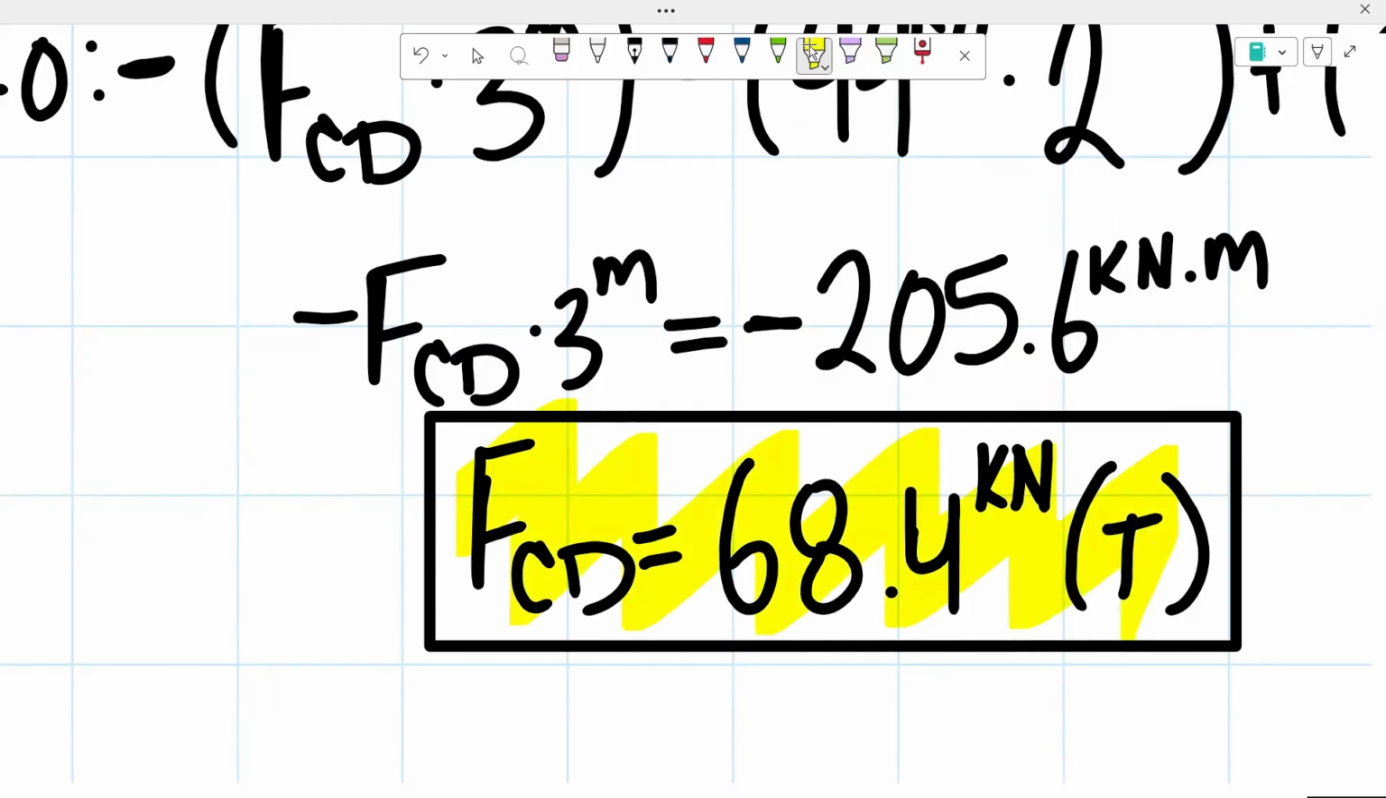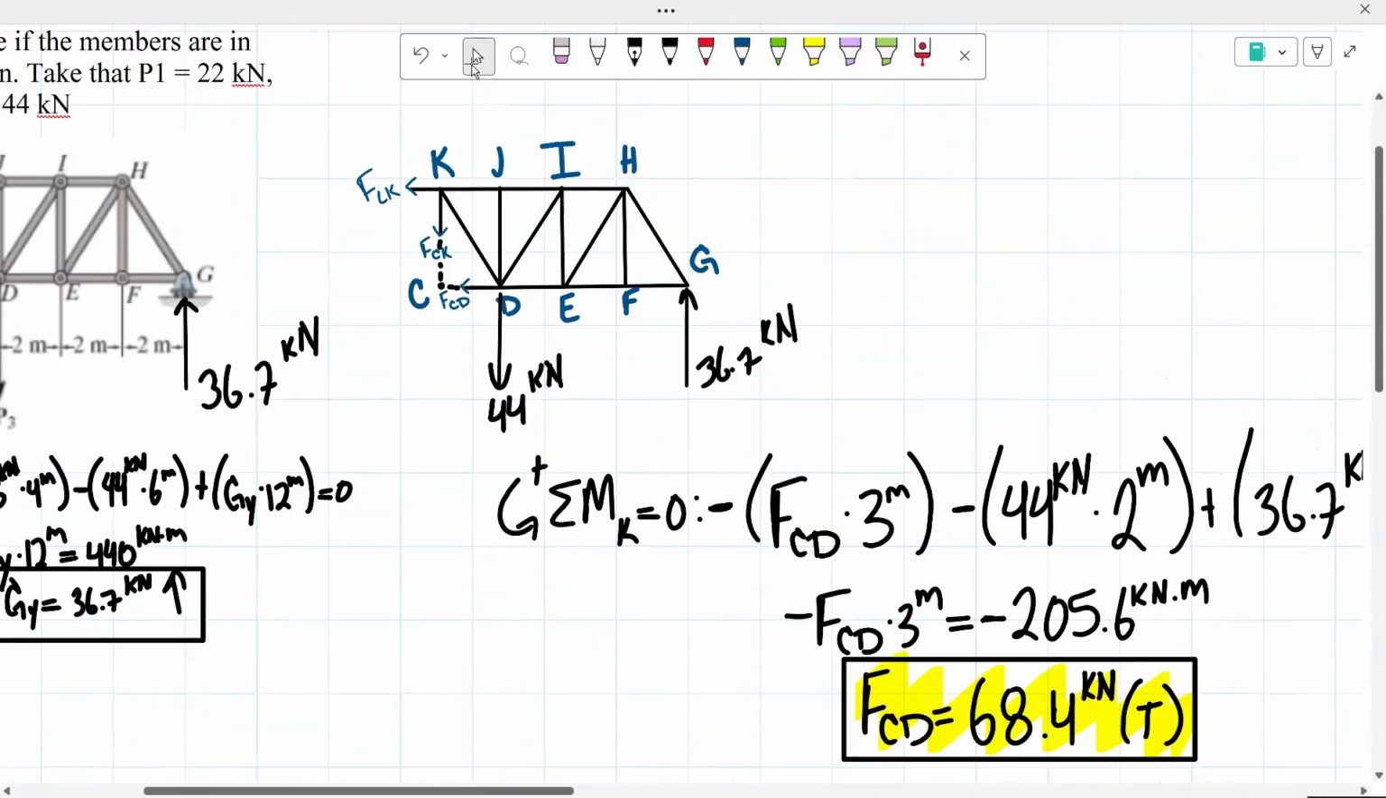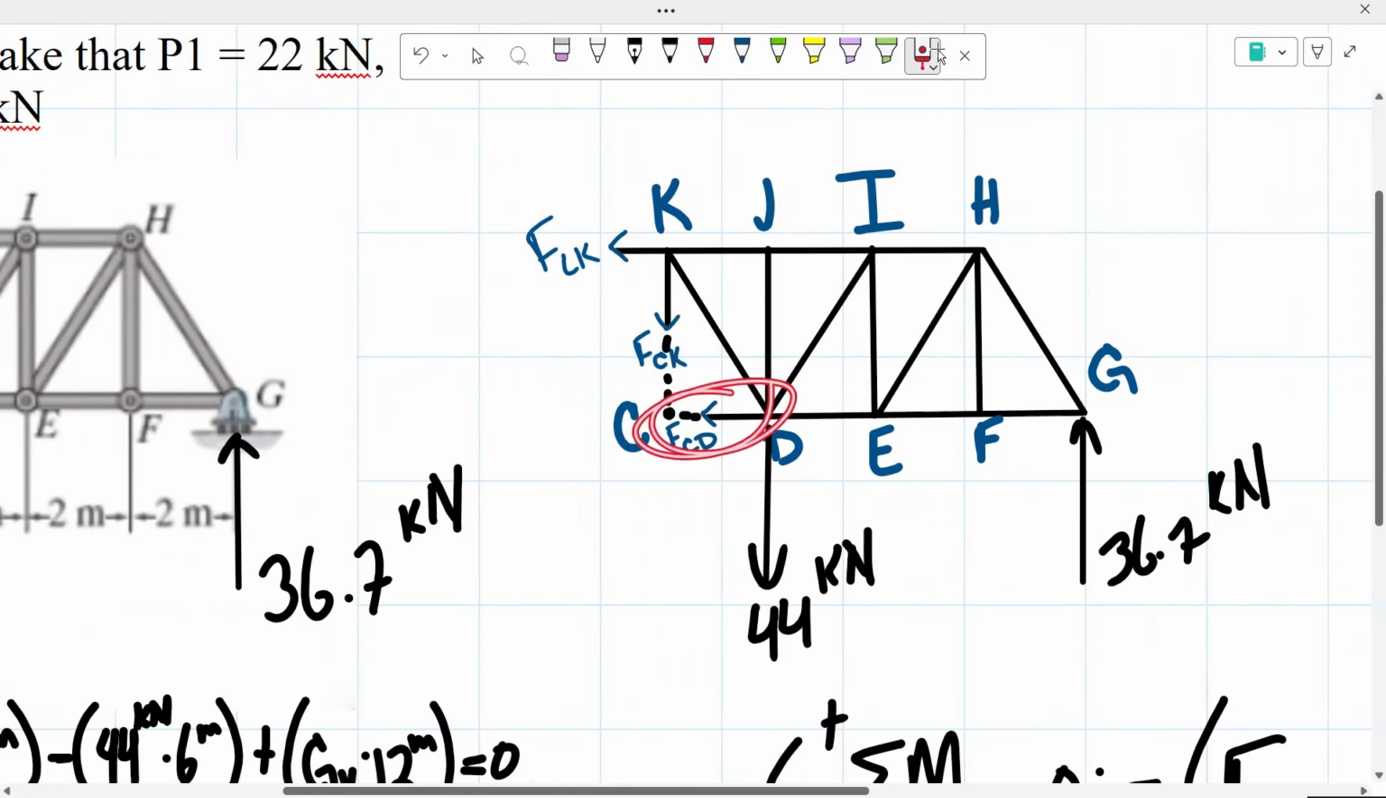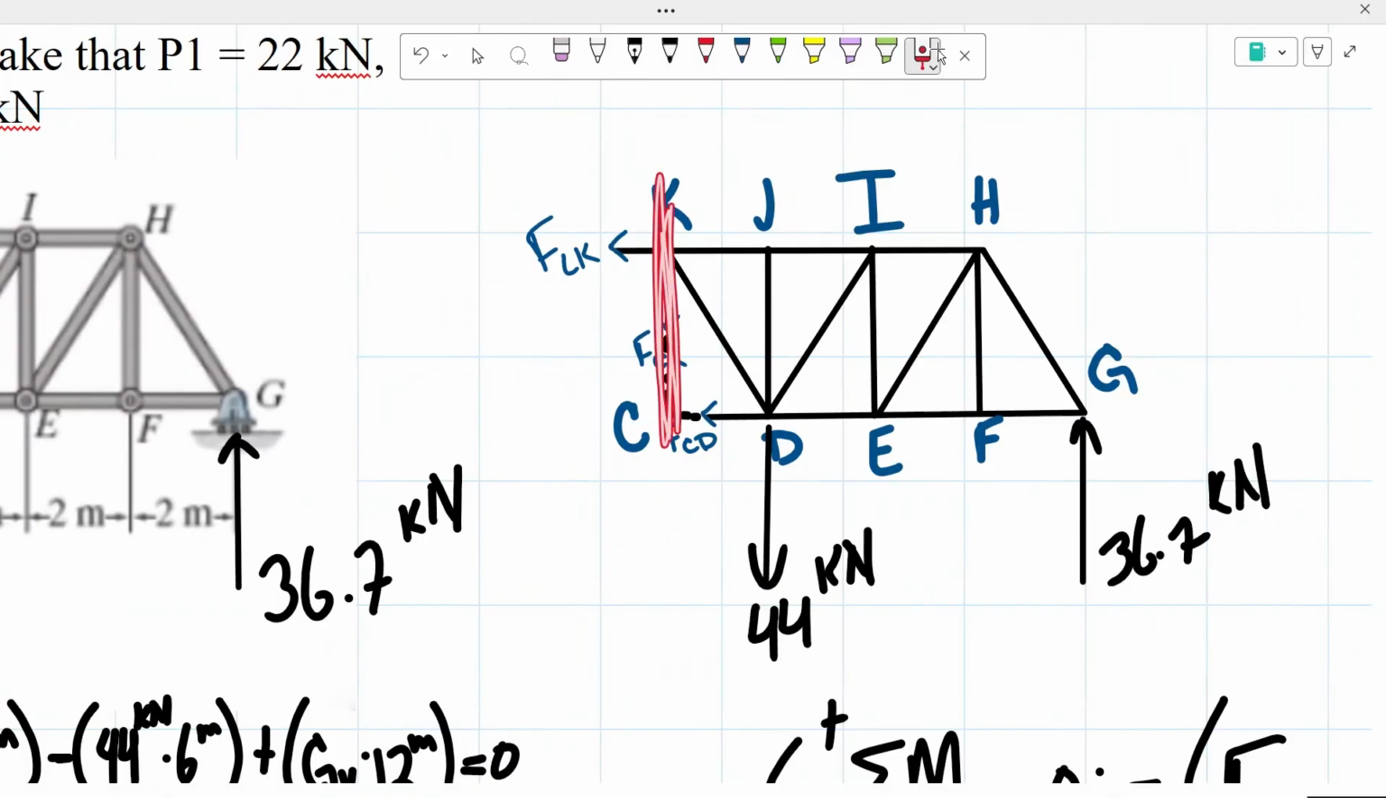So with that, we have determined the first member. So now we have determined this force right here. Now the second point where I'm going to be taking the sum of the moments is at point C, because if we take the sum of the moments about point C, our force of member CK will not be creating a moment there, and our force CD will also not be creating a moment. So we would be able to determine the force of our member LK.